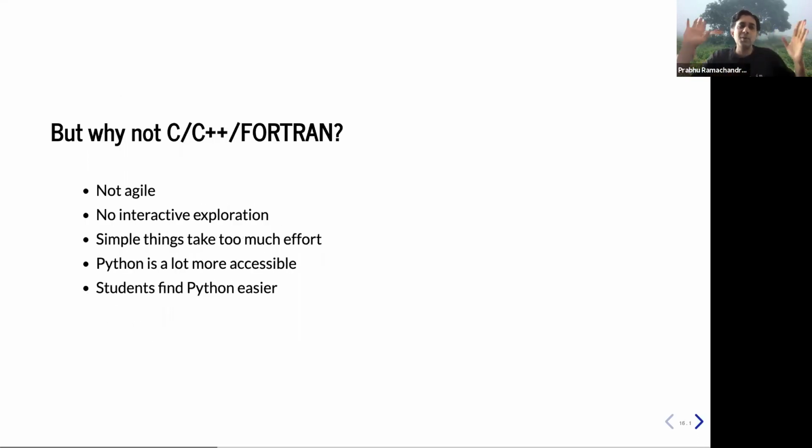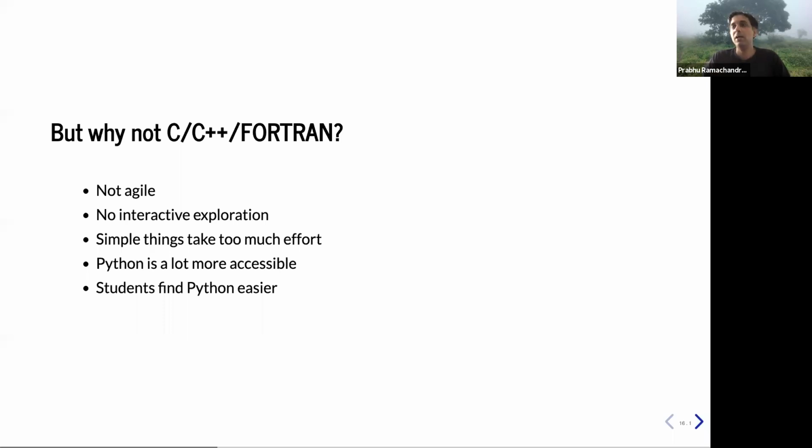Now, many of you will probably be wondering, well, why not C++ or Fortran? The problem is these are not too agile as programming languages. So even though C++ has improved a lot, it's a very complex language, and it is not easy to do interactive exploration. And even though Cling exists, and I'm aware that you can do Jupyter Cling-based interactivity, it's not the same as Python. And very often simple things take way too much effort.